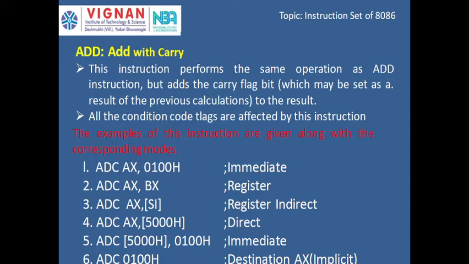So in the previous instruction, we may have some result. That result may provide some carry. That carry bit will be added to the result of this particular instruction. For example, ADC AX, 0100. This is nothing but adding the content of AX with the immediate data 0100. After getting the result, this result will be added to the carry flag bit. If it is 1, that will be added.